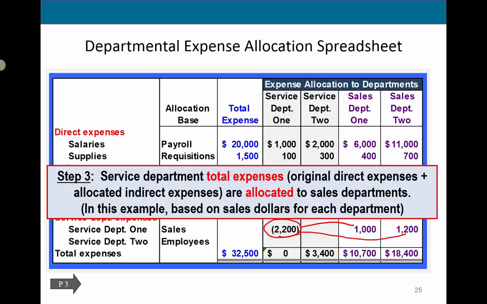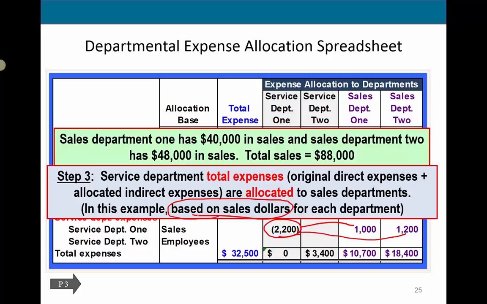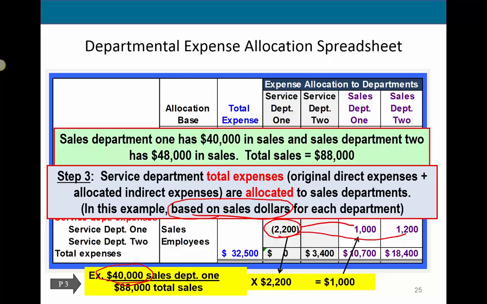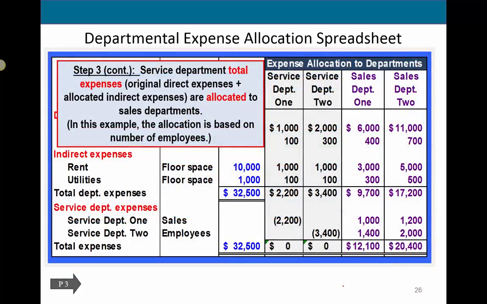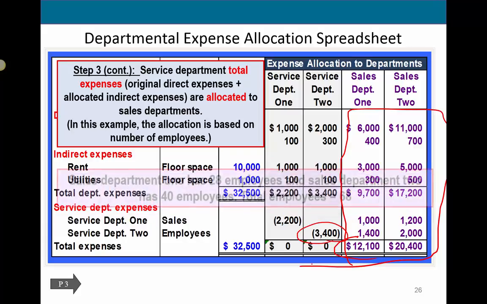Based on sales dollars, there we go. This is our allocation base, based on sales dollars. So whoever sells more gets more. The percentage of total sales, just like that. There's our percentage of total sales for department one. That's a percentage, and we multiply that by our total expense from service department one. That gives us our allocation. And then we do it again for our other service department. And then in the end, this purple over here turns into our income statement.